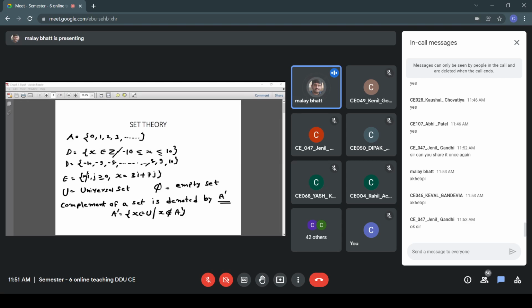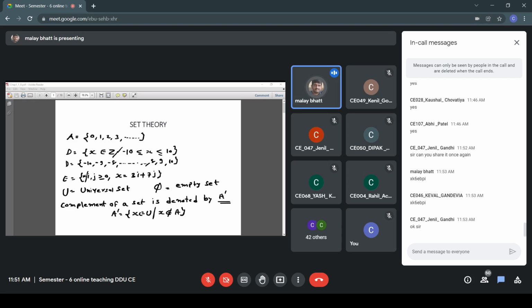Now, if you consider the set D, the second one, again it is a finite set from Z, right? But we are specifying it in the form of a range. Instead of giving each and every number, we are writing minus 10 less than or equal to x less than or equal to 10. So all the numbers including minus 10 and 10, which belong to set Z, are part of this set. So this is another way to represent the set.